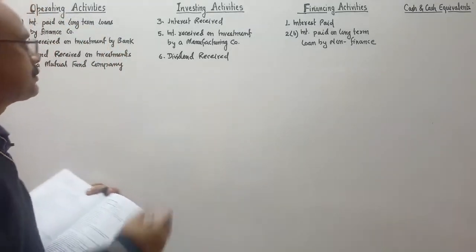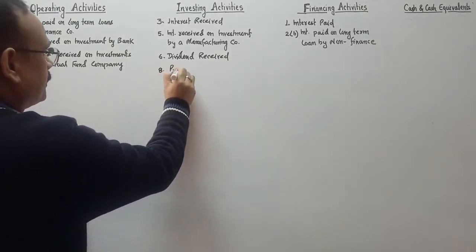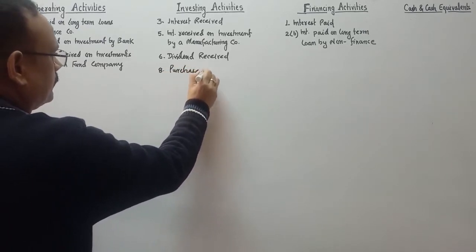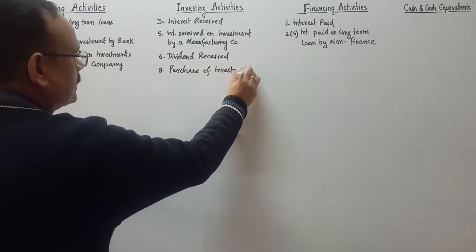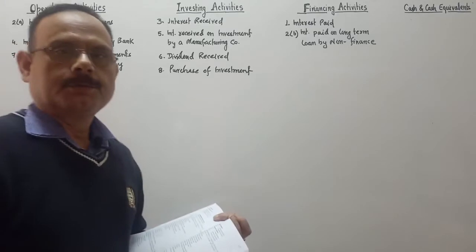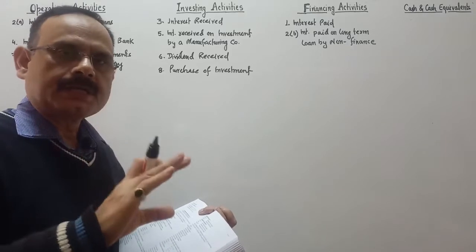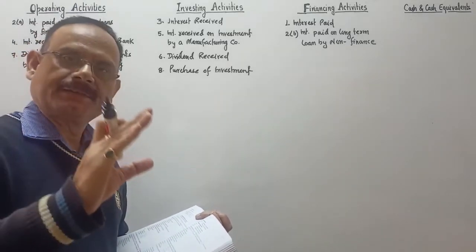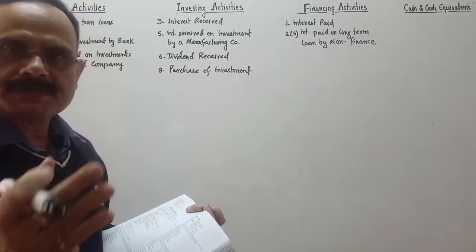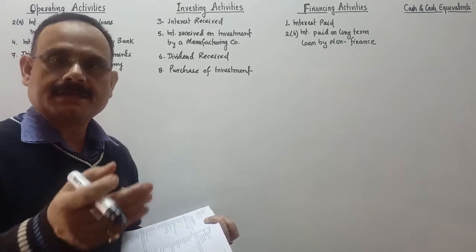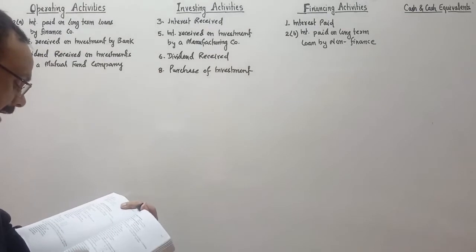Next is purchase of investment. When we purchase the investment, it comes under investing activities. What are the things that come under the investing activities? Acquisition and disposal of fixed assets, whether tangible or intangible. Similarly, purchase and sale of investment, dividend received, and interest received will come. So purchase of investment is an investing activity.